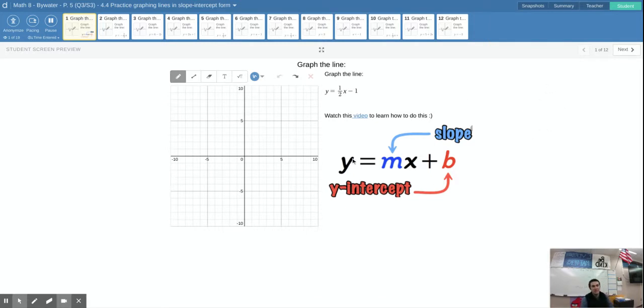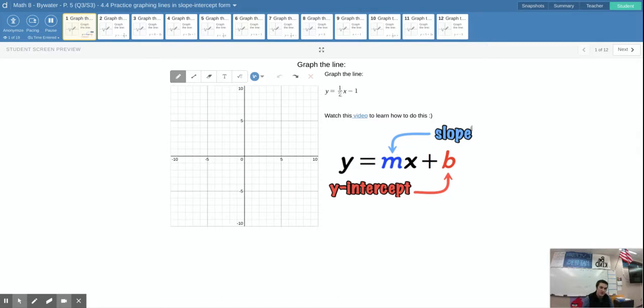So slope-intercept form looks like y equals mx plus b. Now, this equation right here is an example of slope-intercept form. It looks like y equals mx plus b. So I can figure out what my m is by looking at the equation. M is always the number that's attached to the x.